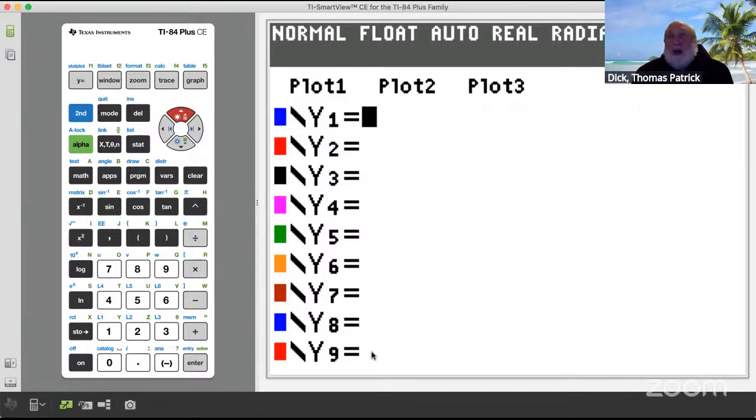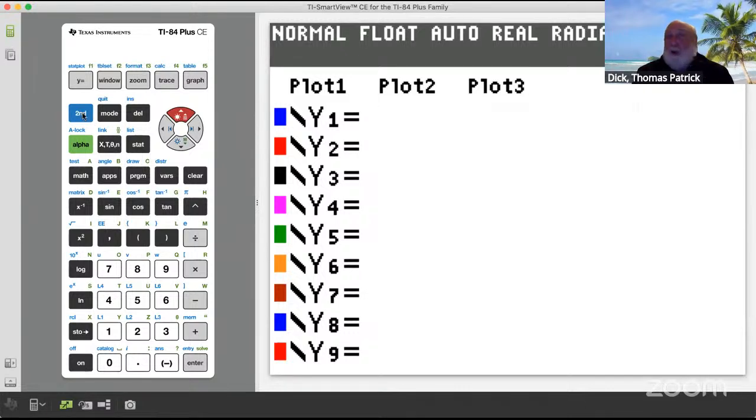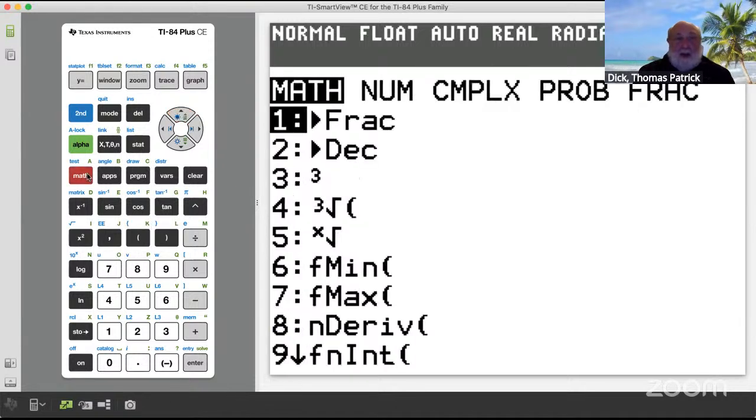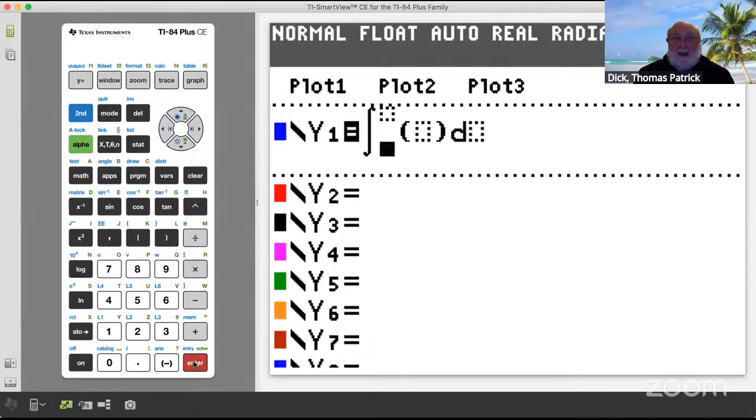And this would be good not just for these fundamental theorem types of questions, but basically any derivative you're doing by hand, you can check it graphically with your 84. So let's just use part A as an example here. In Y1, I'm going to put in the function you were looking at in number 2A. I'll bring up the math menu, it was a definite integral function. Let me get the FnInt. There we go. We've got a nice integral there.